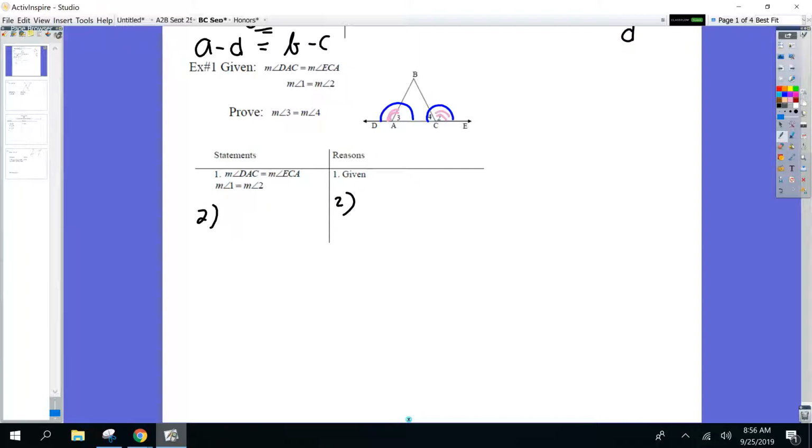Okay, so I'm going to take straight angle DAC, and what am I going to subtract from it? Angle 1, yep. And I know that's the same as subtracting what other angles? Straight angle ECA and subtracting that from angle 2, yep. Subtraction.